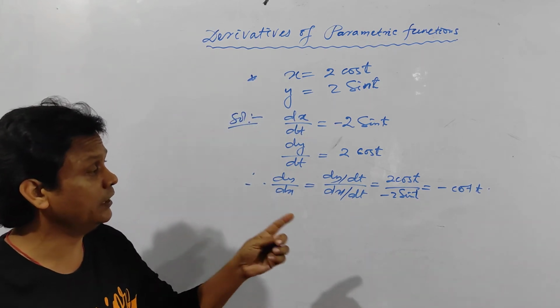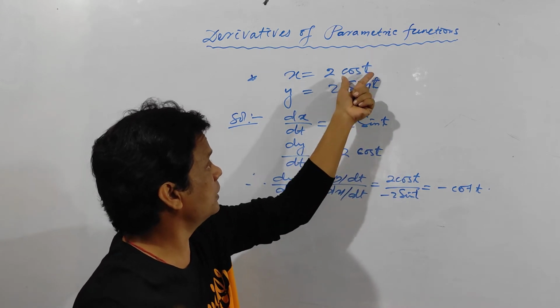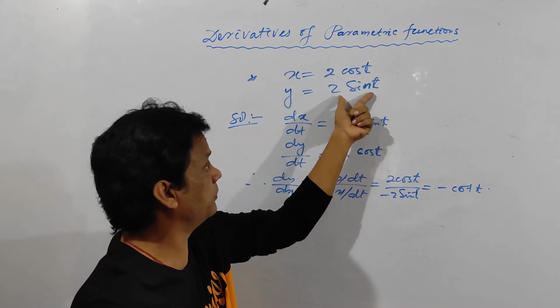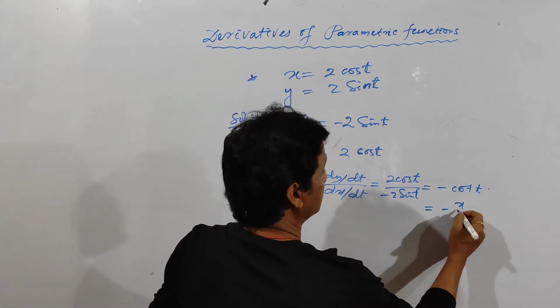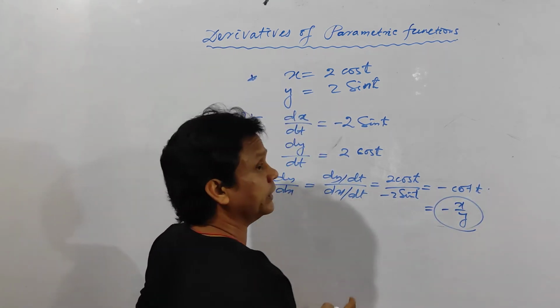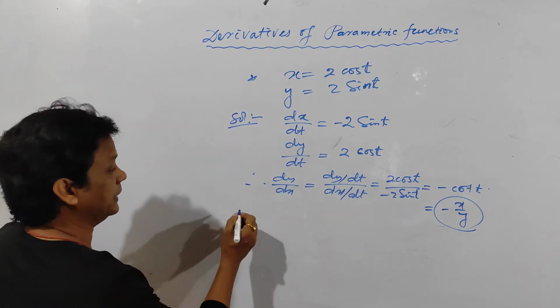So in place of cot t you can also write, see here, cos t by sin t, 2 cancel out, this divided by this, it will be x by y. So in place of cot t you can also write minus x by y. Okay, this is the answer. Or otherwise I can write like this.